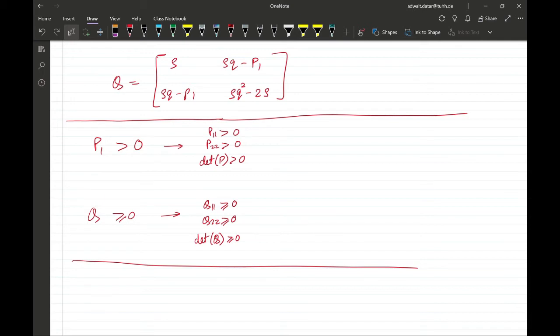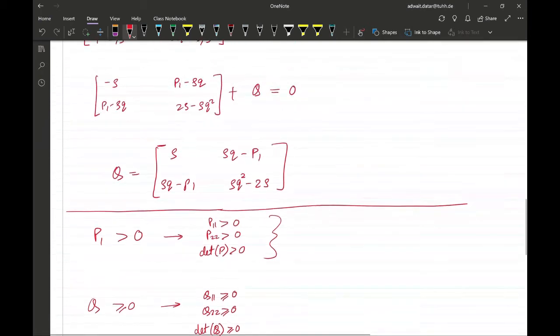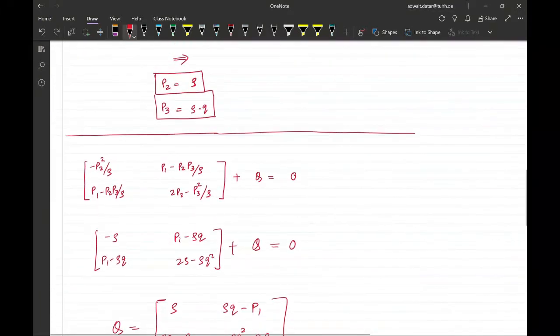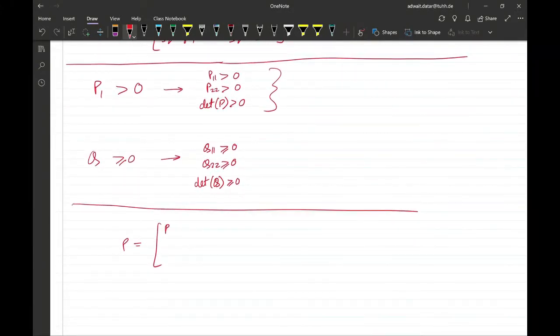So let's first look at these three conditions. What we know is that P now is given by, because we know that P2 is rho and P3 is rho q, we still have P1 as the free variable. So our P is of the form P1, rho, rho, rho q.